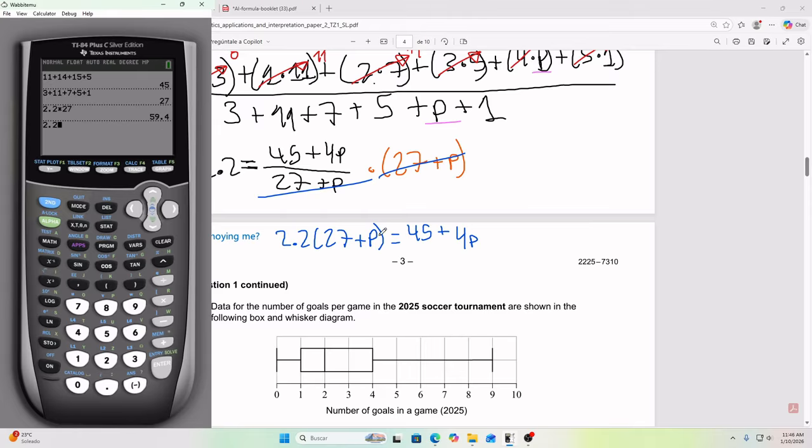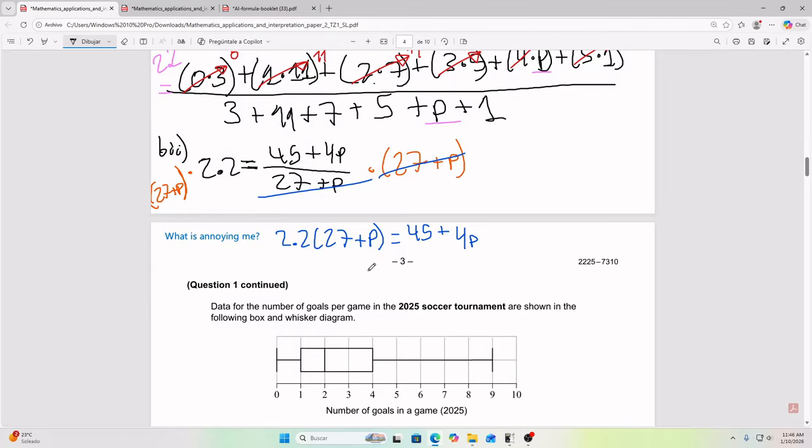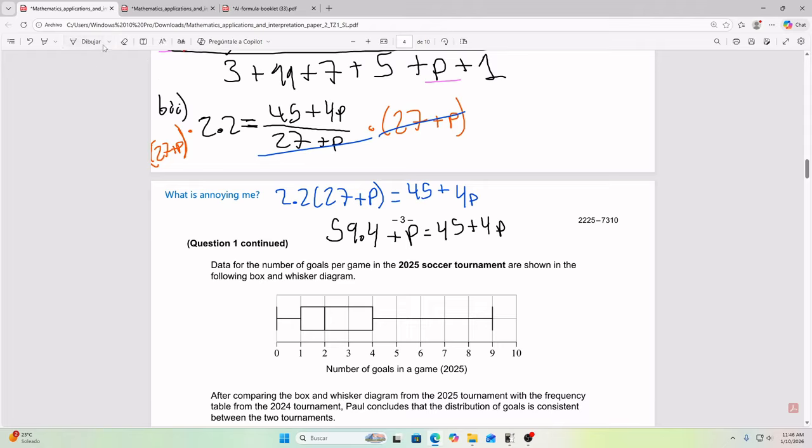So from here, you can do the 2.2 times that 27, and you can also do the 2.2 times p. So you end up with 59.4 plus p equals 45 plus 4p, and from here there's a million ways to solve it. I like the idea of doing minus p, so you end up with, sorry, I'm trolling. Let me go again. You end up with 59.4 equals 45 plus 3p.